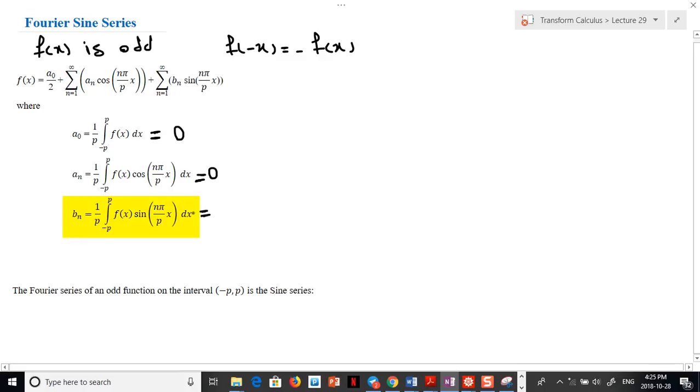Now we have to find bn, 1 over p, the integral from minus p to p of f(x) sine n pi over p x. So f(x) is an odd function, sine is an odd function, and the product of two odd functions is an even function. Based on the properties of even functions, this integral is equal to 2 over p, the integral from 0 to p, f(x) sine n pi over p x dx.